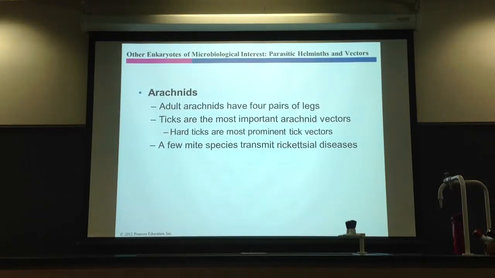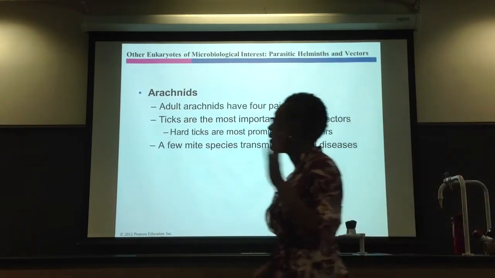We'll deal with the arachnids first. Now, adult arachnids have 4 pairs of jointed legs. So you know about spiders, for example. You know that spiders have 8 legs. So all arachnids have 8 legs. They have 4 pairs of jointed legs.